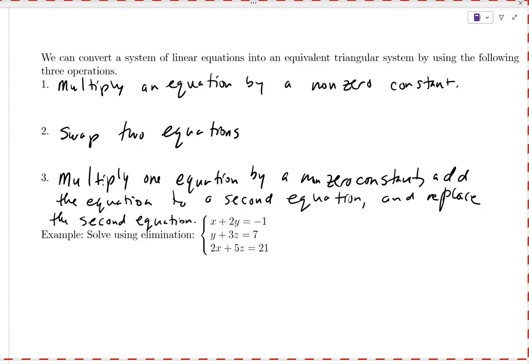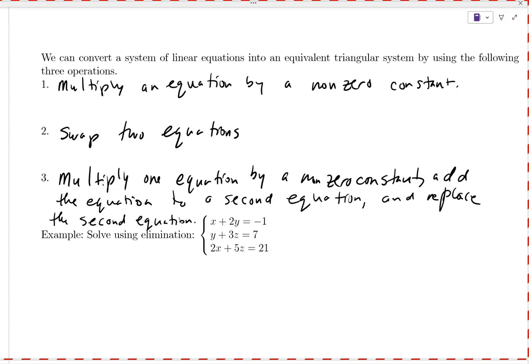Remember when we did elimination? We multiplied one of the equations by a constant to get those coefficients to match up, and then we added to make the variable go away when we did elimination, right? This is just writing it out in words. In the next section, we're going to call these elementary row operations. So I'll probably slip and call them elementary row operations as we're finishing off this section, even though we're not talking about rows, we're talking about equations. But these are going to be the three elementary row operations that we're going to talk about later on.